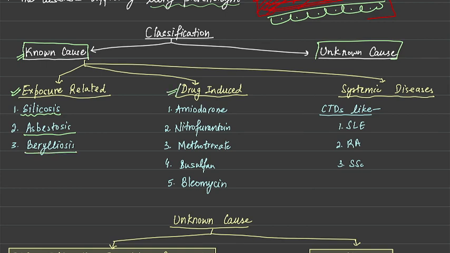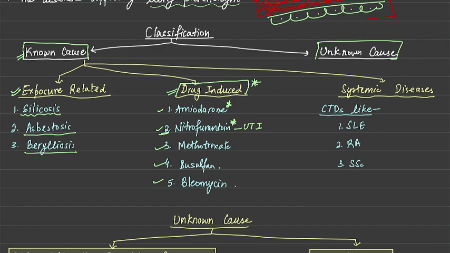Second is drug induced, which is very common for us and very important for us to understand and to remember. What are the drugs which cause ILD? Very important are amiodarone and nitrofurantoin. We use nitrofurantoin in UTI, and we indiscriminately give it to everyone. But it is very important to know that nitrofurantoin can cause ILD. Methotrexate, busulfan, bleomycin, very important. All these five drugs are the most important ones that I have chosen for you. So these five drugs need to be remembered at any cost: amiodarone, nitrofurantoin, methotrexate, busulfan, and bleomycin.